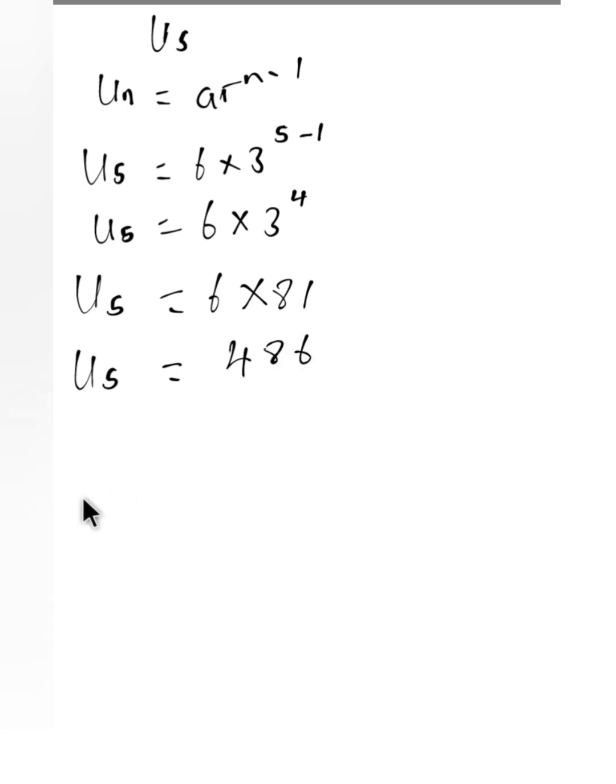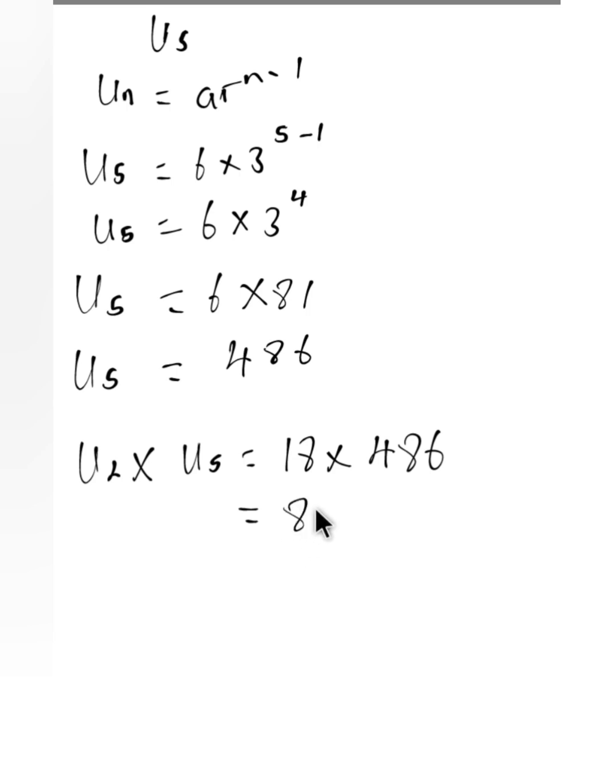486. The C part of the question was to find the product of the second term times the fifth term, and this is 18 times 486. If you multiply these two numbers together, the answer is 8,748, and that is the answer.